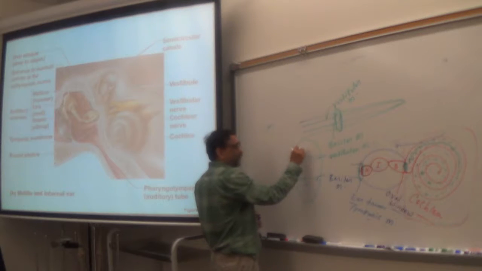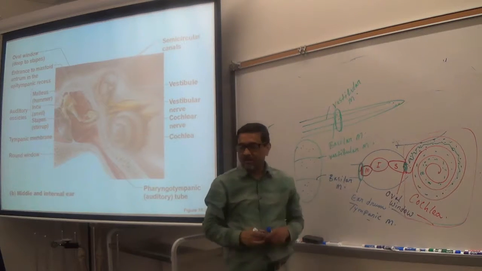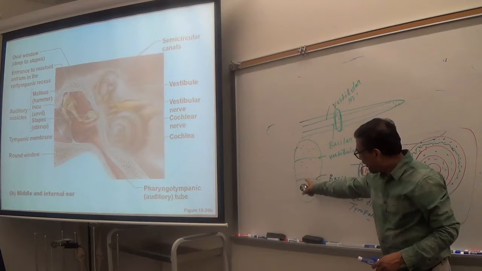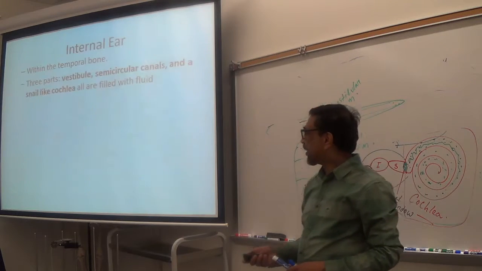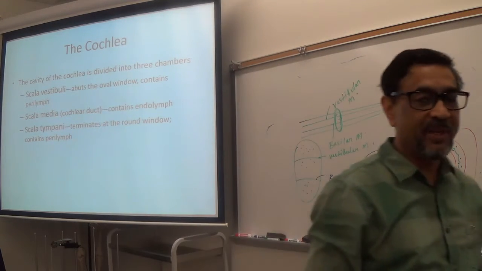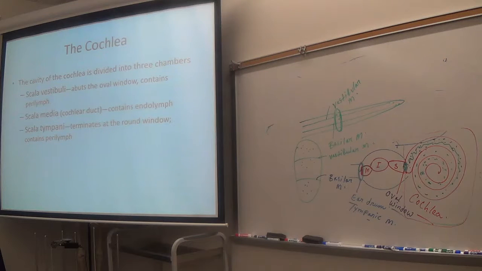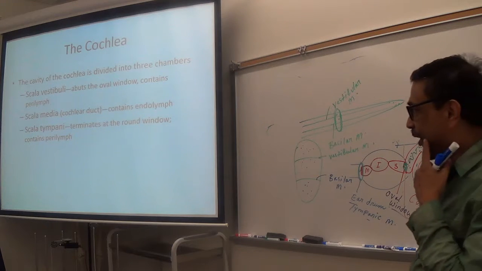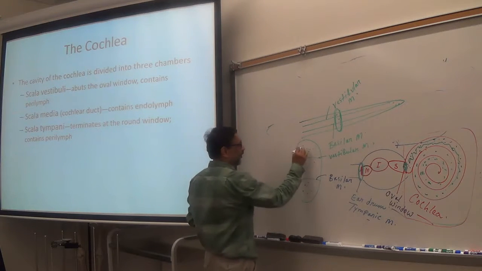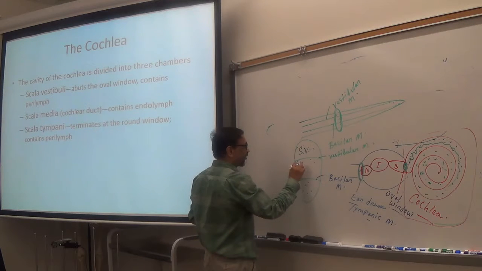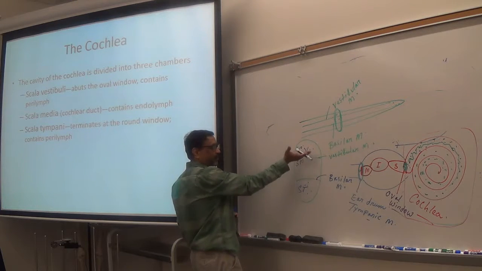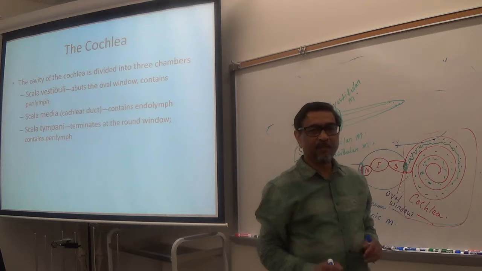And this upper chamber is called scala vestibuli. The middle chamber is called scala media, and the lower chamber is called scala tympani. So three chambers have three names: scala vestibuli, scala media, the middle one, and scala tympani. So they are separated by two membranes. Is it clear?